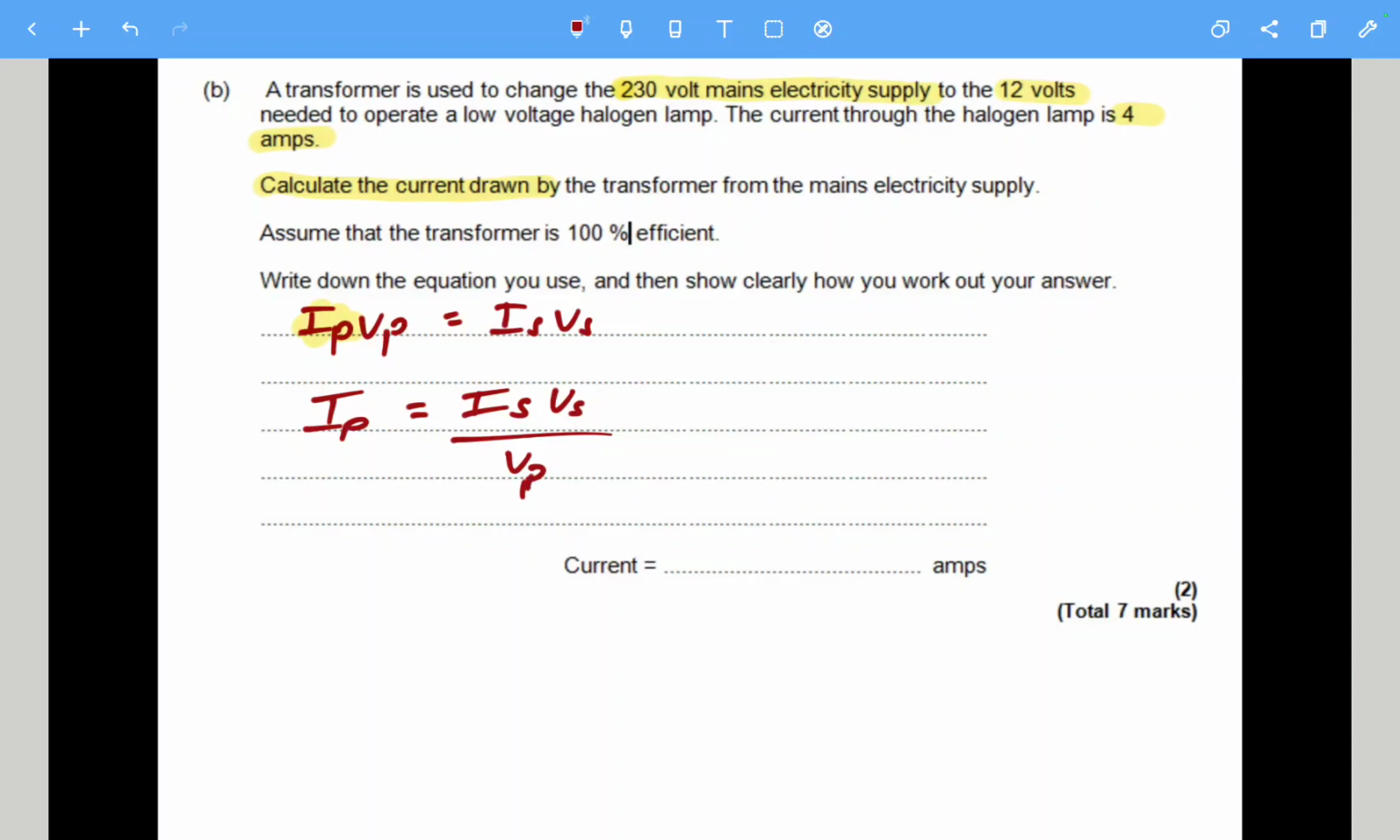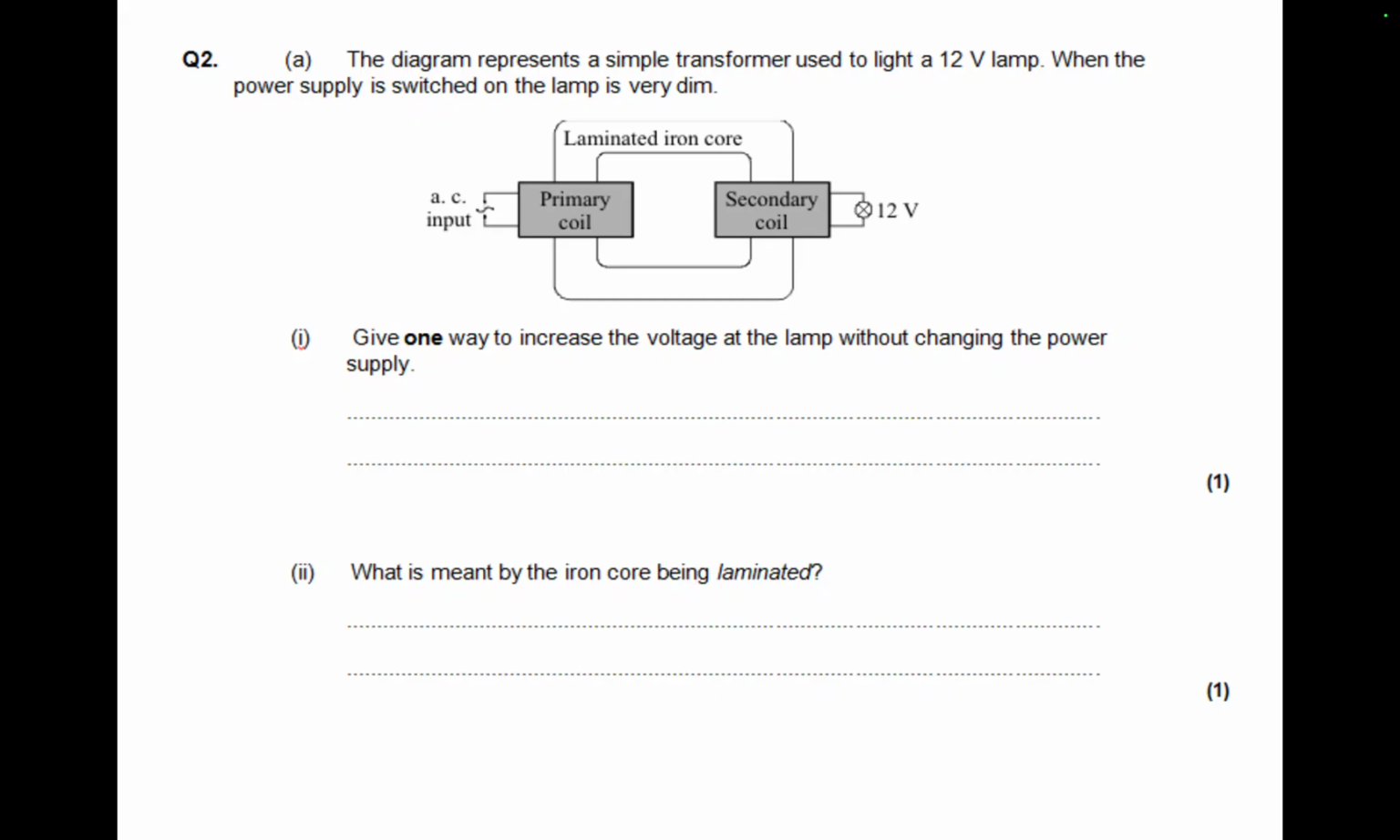So the current on the secondary is the halogen lamp, that's 4 amps multiplied by the voltage on the secondary, which is 12 volts, divided by voltage primary, which is 230. So if you calculate that, 0.208, so 0.2 amps. Hopefully that went okay, let's move on.